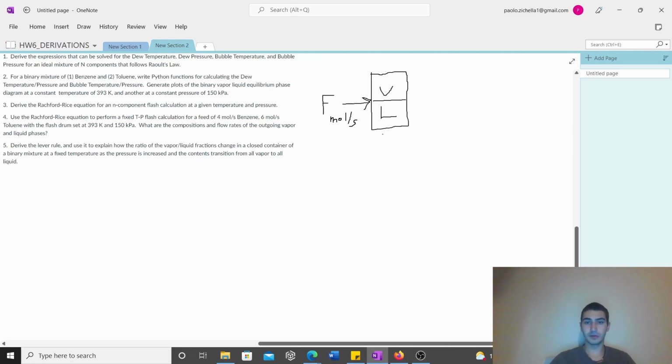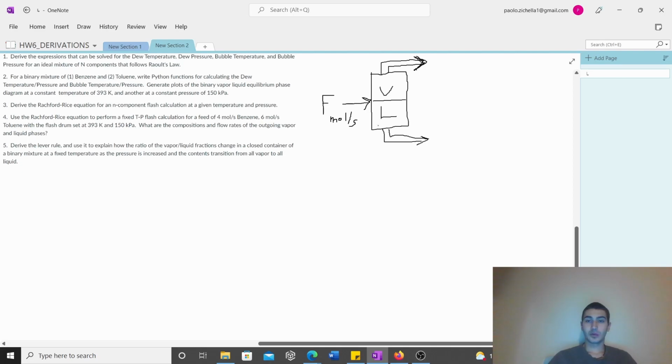And both of these phases have a little tube connected to them that helps the vapor phase and the liquid phase go out and continue on into a longer process in a manufacturing plant or something. But we don't care about that at the moment. We're only focusing on the flash drum aspect of it.